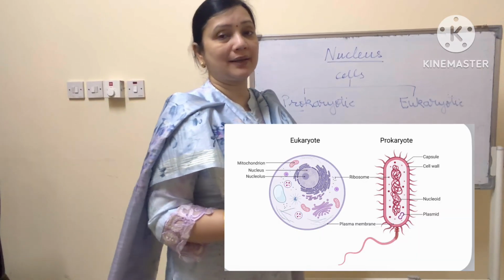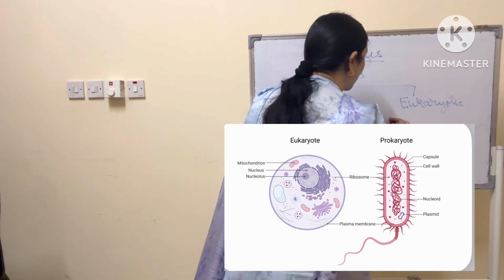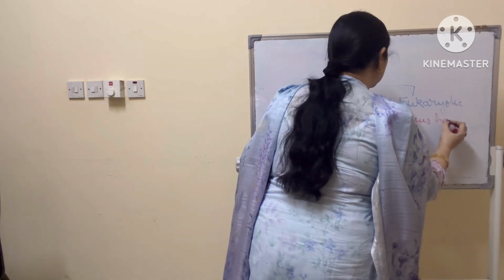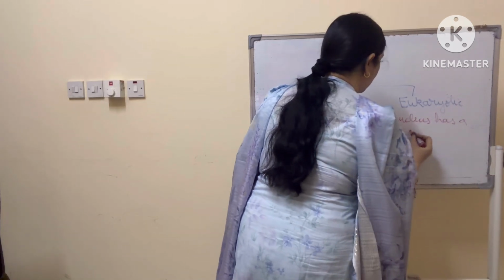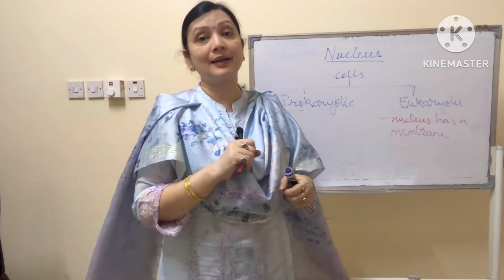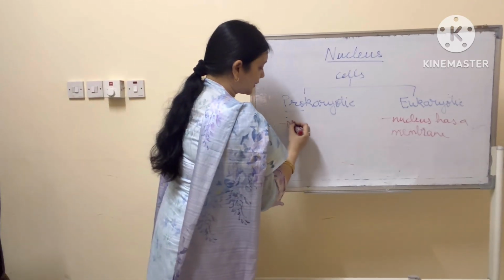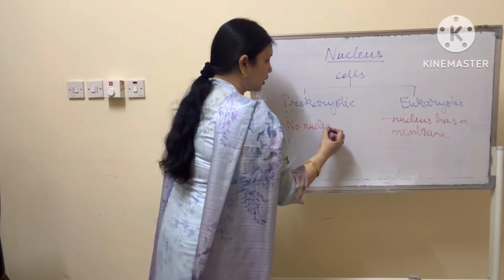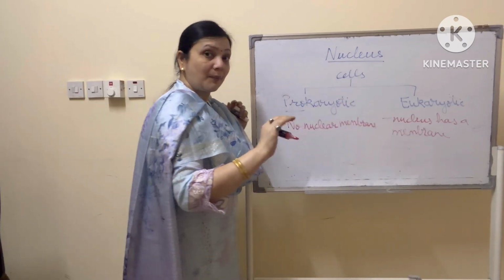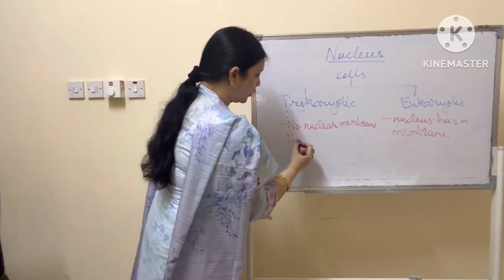In a eukaryotic cell, all the membranes, the nucleus, everything is bound by a membrane. The nucleus has a membrane, and all the contents of the nucleus are present inside this membrane. Whereas in prokaryotic cells, the nucleus does not have a membrane, no nuclear membrane. Everything is there, but it is all scattered in the cytoplasm. Such a nucleus is called a nucleoid.